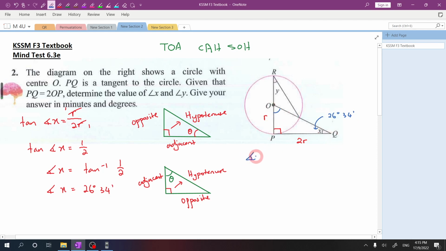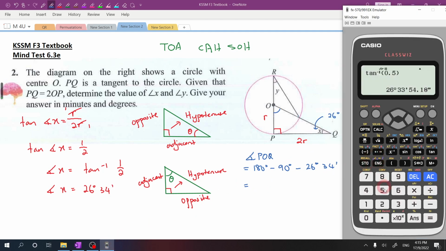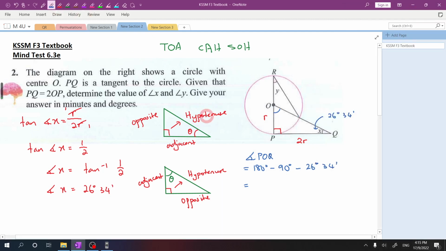Angle POQ is equal to 180 degrees minus 90 degrees minus 26 degrees 34 minutes. Just take out your calculator. 180 minus 90 minus 26 degrees 34 minutes. Okay, 63 degrees 26 minutes. So I know this is 63 degrees 26 minutes. Okay, until now we have two ways to get the value of y.